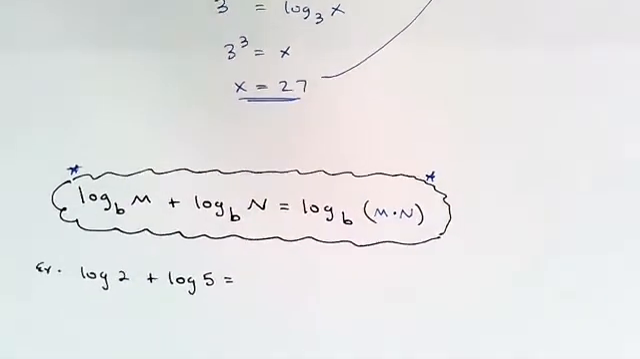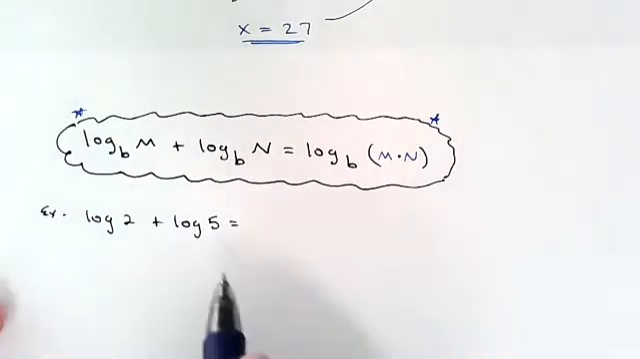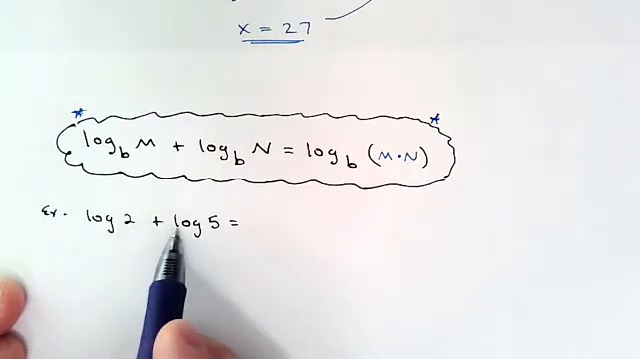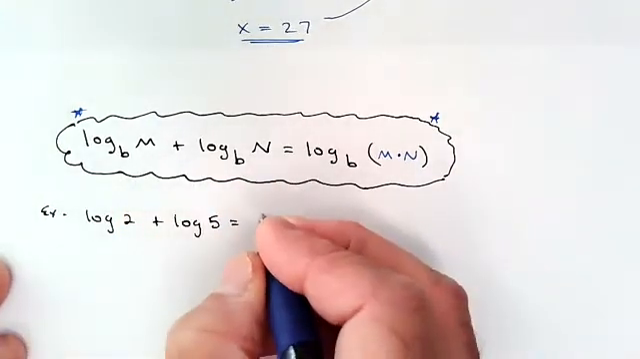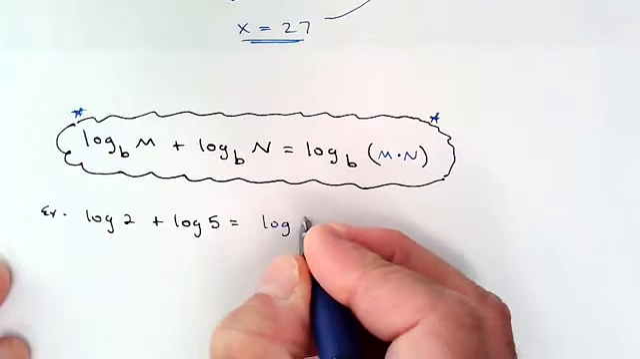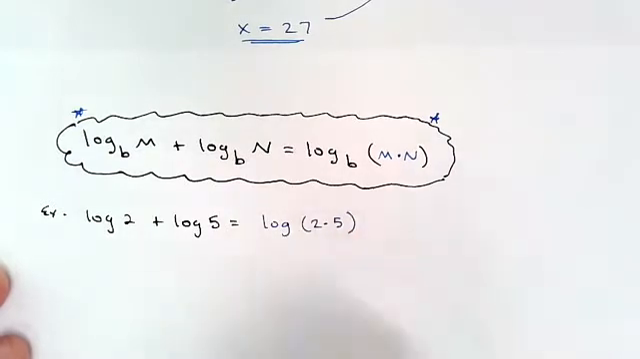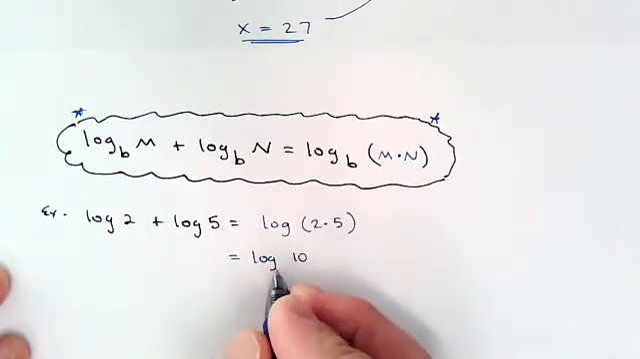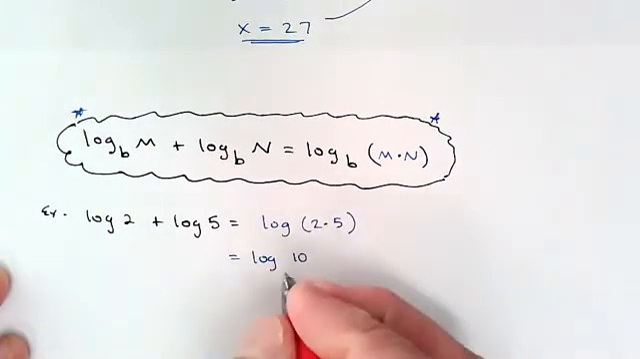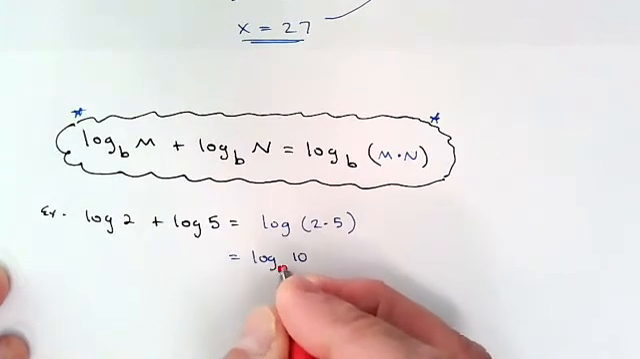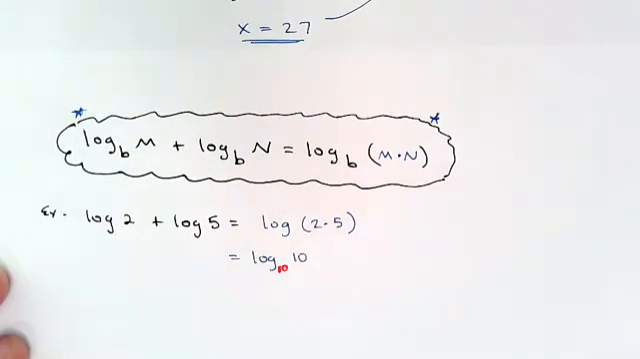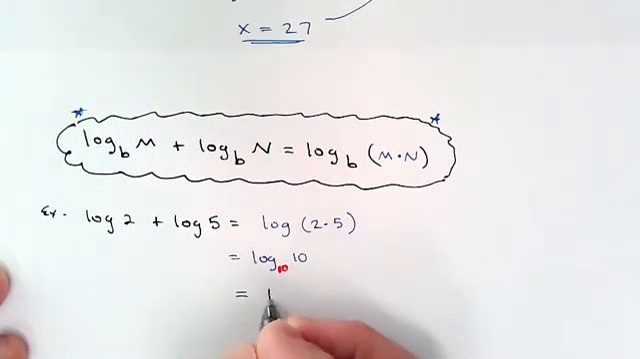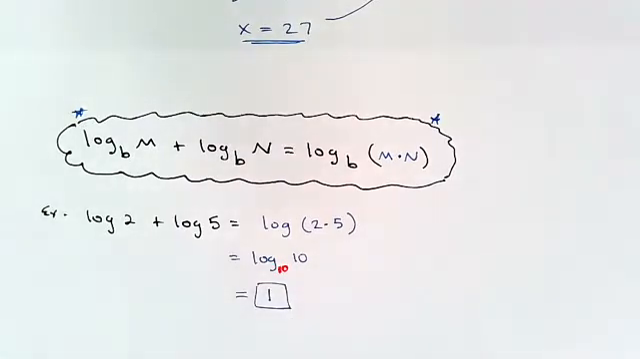So quick example of that, now that we know this property is true, if I had the log of 2 plus the log of 5, if I want to combine 2 logs to a single log, that would become the log of 2 times 5, which happens to be the log of 10. And remember, with log, there's an invisible base 10 there. And what is this asking? It's saying what power of 10 gives me 10? That would equal 1 in this case.